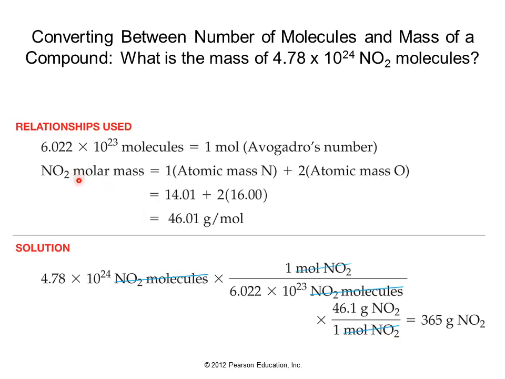Here's the setup. Here shows you the calculation of the molar mass. Again, the setup is as before, using the factor label method to show that many molecules of NO2 would have a weight of 365 grams of NO2, nitrogen dioxide.